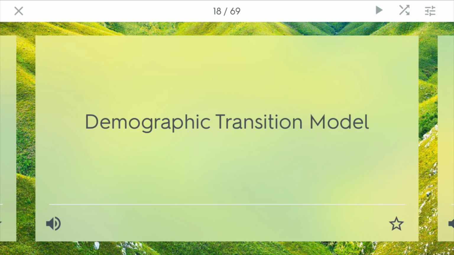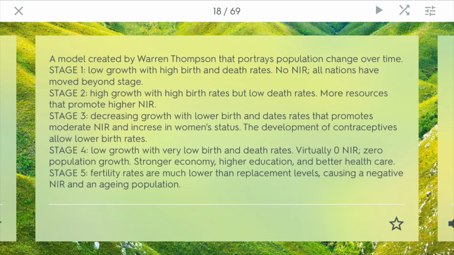The demographic transition model is a model created by Thompson that portrays population change over time. It has 5 stages. It begins with a low growth with high birth and high death rates. The natural increase rate is basically 0, and all nations have moved beyond that stage. No country is in that right now. Stage 2 is high growth with high birth rates but low death rates. So there are more resources available in a country, and this promotes a higher NIR.